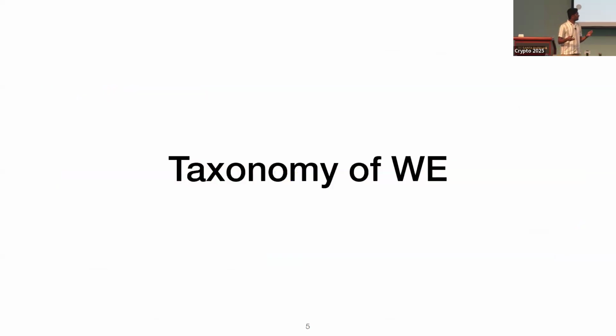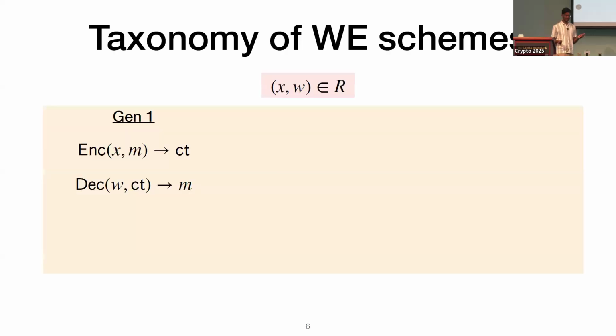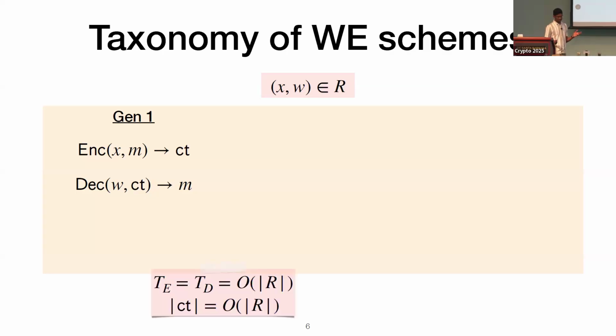So to do this, we began by developing an informal taxonomy of witness encryption, essentially just categorizing everything that exists. Let's go through it. There's this first generation of witness encryption schemes, which is the vanilla version that we know and love. You just encrypt to a statement X, and to decrypt, you need the witness W. Here, the encryption, decryption, and ciphertext size grow with the size of the relation you're trying to encrypt to. By size of the relation, think of it as the size of the verification circuit.